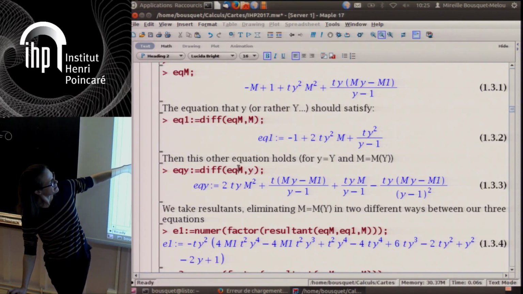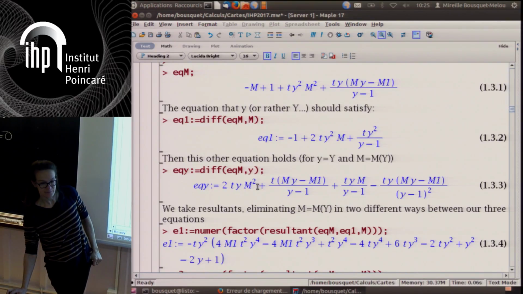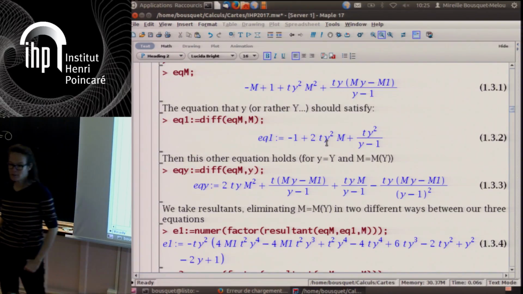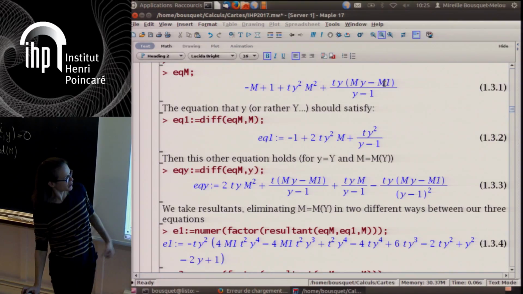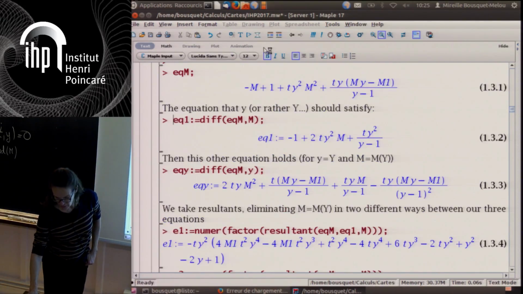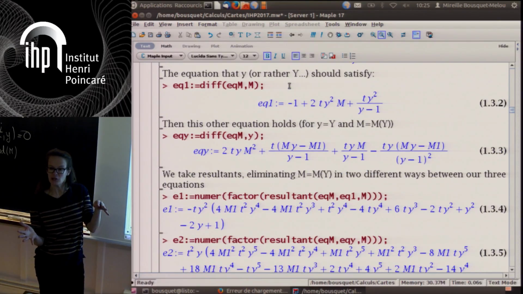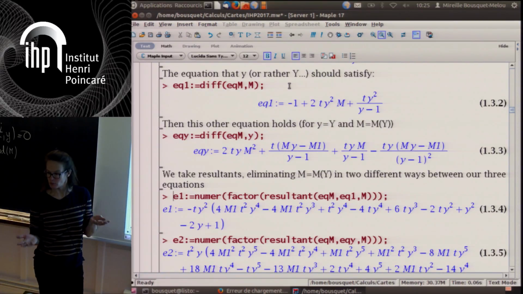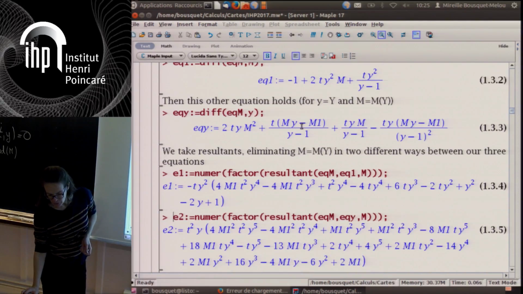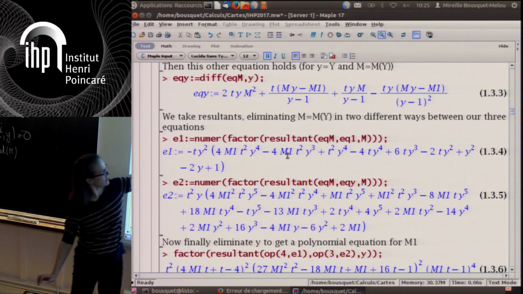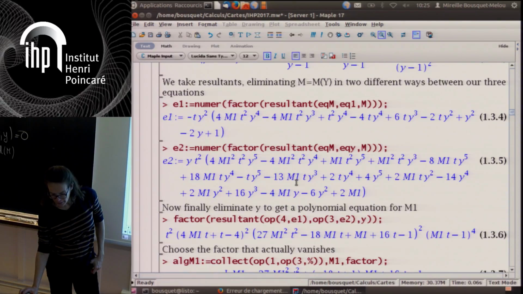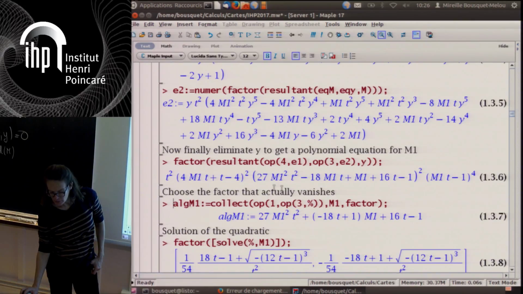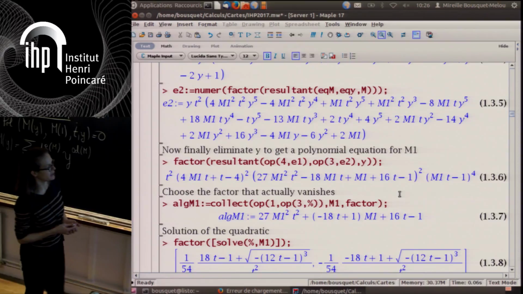And then I'm saying that the last derivative should also cancel. So now I have here my three equations relating what is here a small y, but is really my series big Y, the value of m at this point, and the unknown series m1 in which I'm interested. And then what I did here is just taking resultants. So I have three equations. I can get rid of one of the unknowns, say m of y, in two different ways by taking resultants. So I get a first equation between two unknown series, m1 and y, a second equation of the same type, and I get rid of the y and get a polynomial equation for m1, the generating function of maps counted by edges.